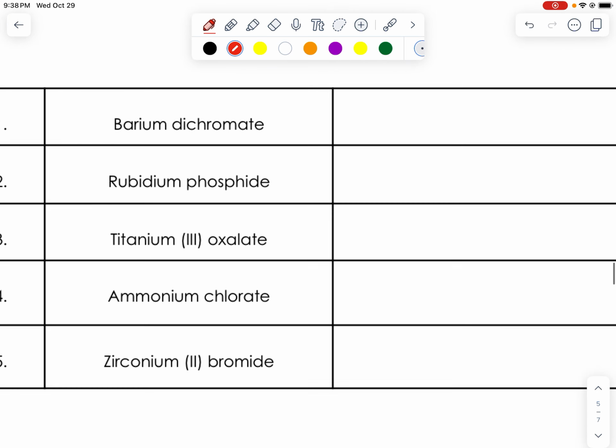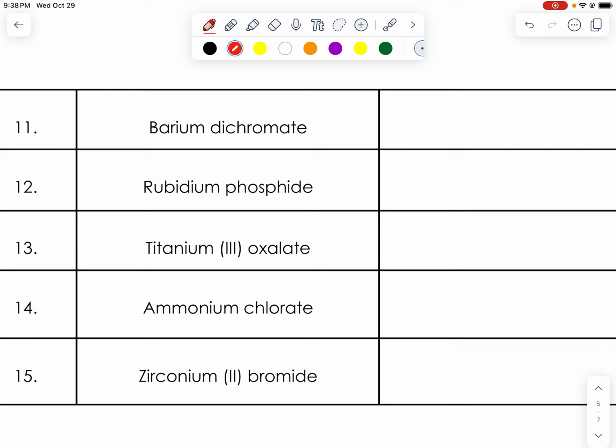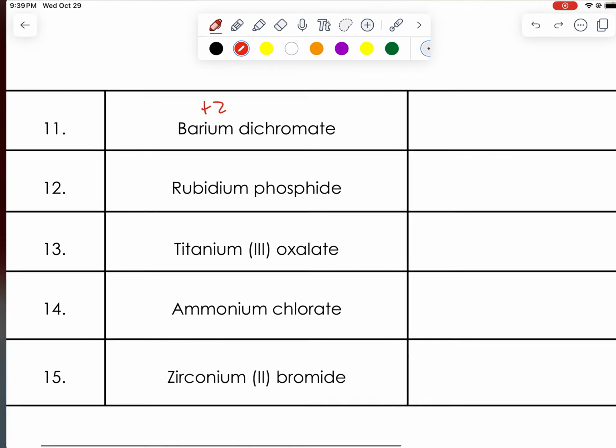Oh, almost. Barium dichromate. Okay, this is kind of an interesting one because you might look at this and say, oh, look, there's a di there. It means we have covalent. But this is like the one polyatomic anion that has a prefix. So don't get tricked by it. Notice the barium, it's a metal. Dichromate, I believe, is -2.